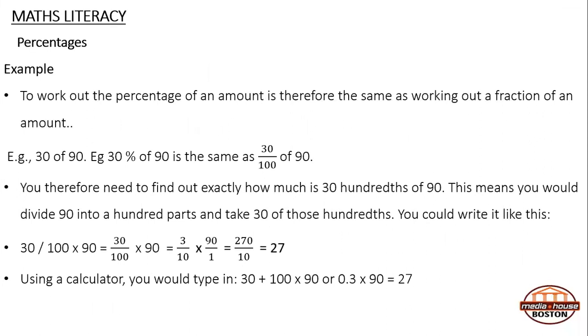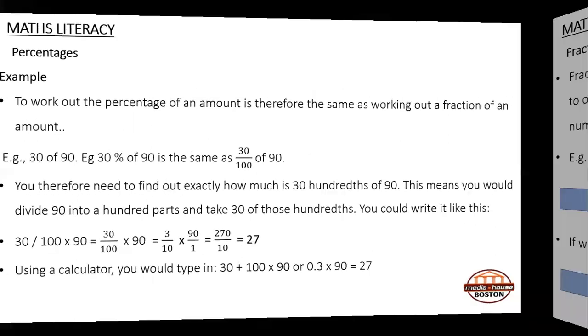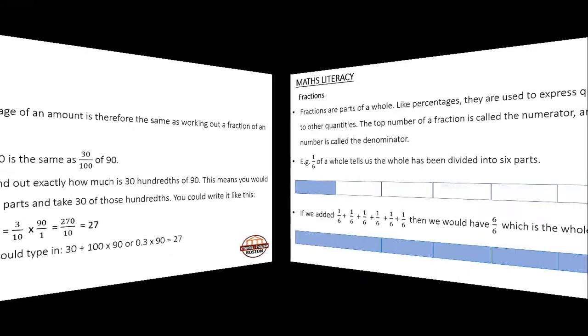Now, to work out the percentage of an amount is therefore the same as working out a fraction of an amount. For example, 30% of 90 is the same as 30 over 100 of 90. You therefore need to find out exactly how much is 30 hundredths of 90. This means you divide 90 into 100 parts and take 30 of those hundredths of 90.